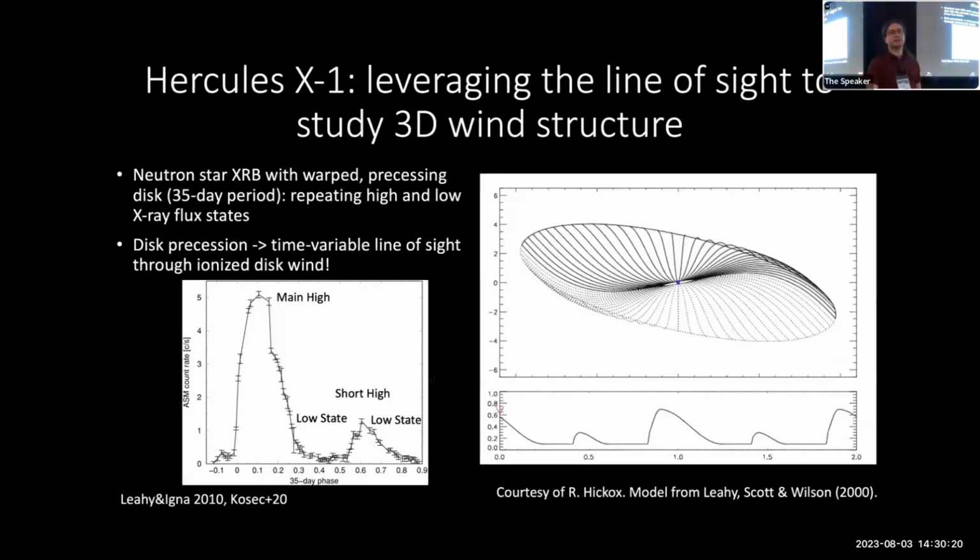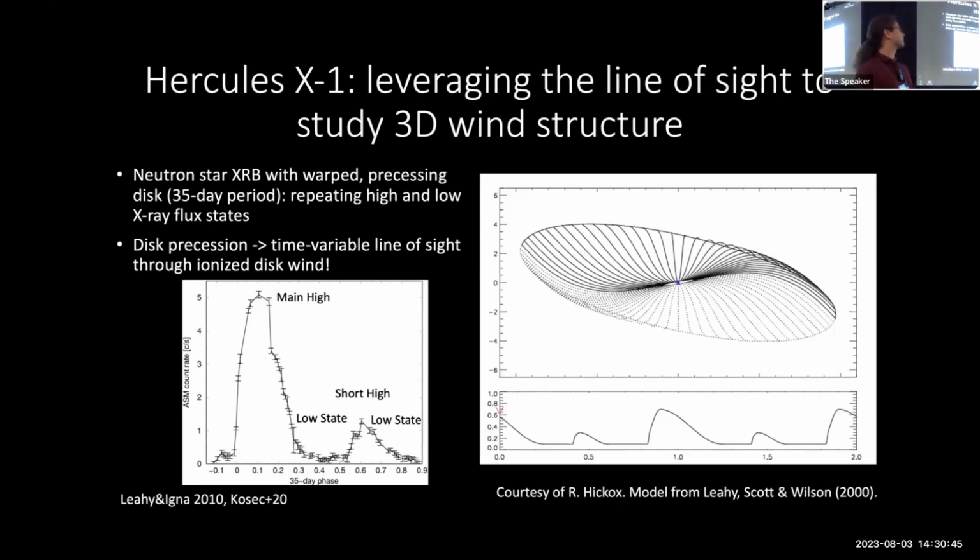Now, in the next part of my talk, I'll be talking about a project that I've been involved in and leading for the past couple of years on a very specific and unique system called Hercules X1. And I will try to convince you that this system gives us a unique insight into specifically the vertical structure of the wind, overcoming this problem between absorption line spectra and emission line spectra very neatly.